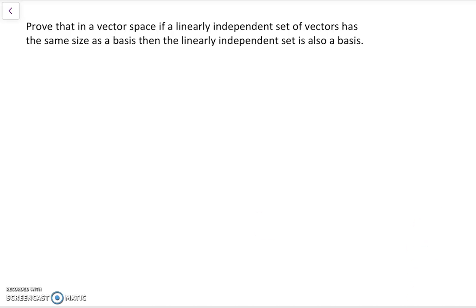Today I'll be proving that in a vector space, if a linearly independent set of vectors has the same size as a basis for the vector space, then the linearly independent set is also a basis.